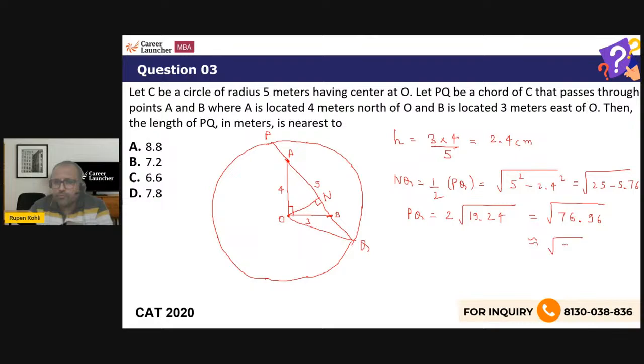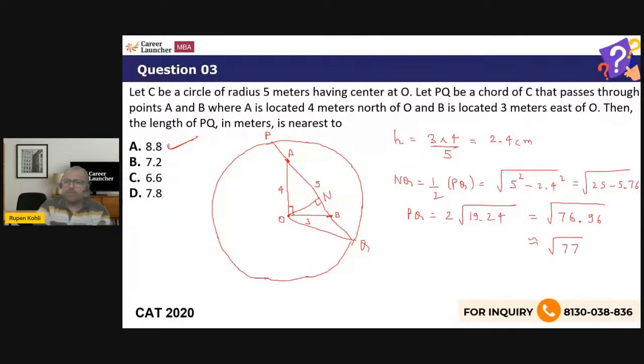Almost, we are very close to root 77. And now go to the options. Clearly, this is somewhere between 8 square and 9 square, 64 to 81, and much closer to 81. So much closer to 9. So 8.8 should be the required length of the chord PQ, right?